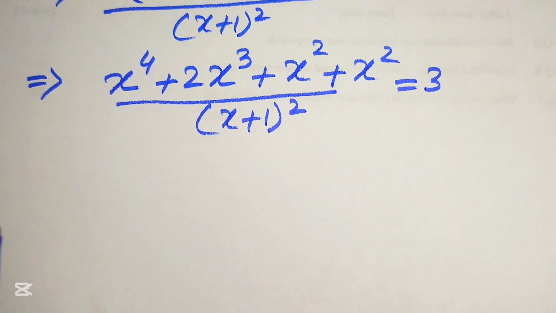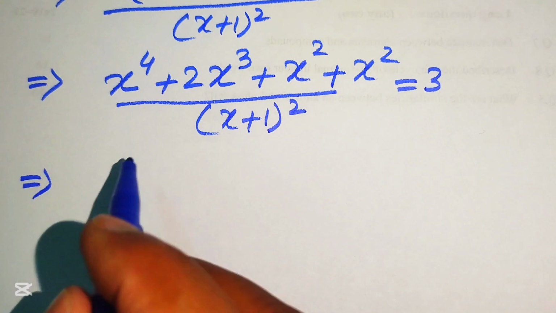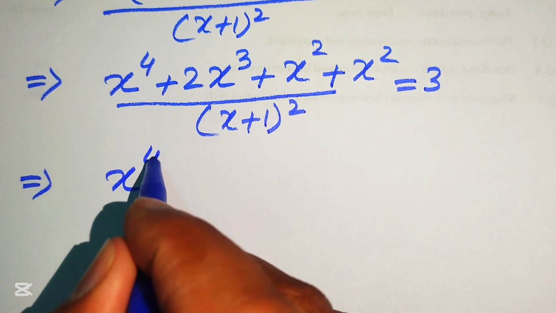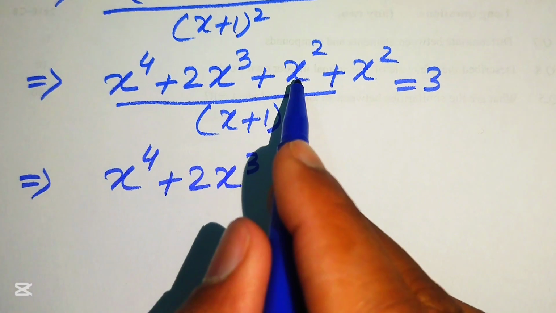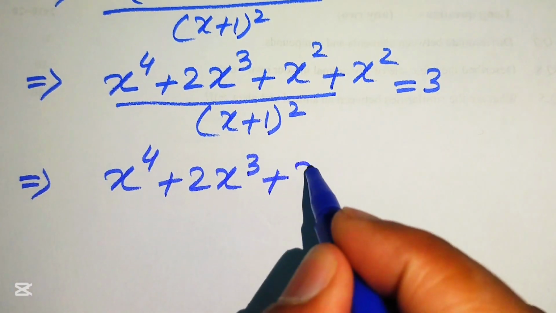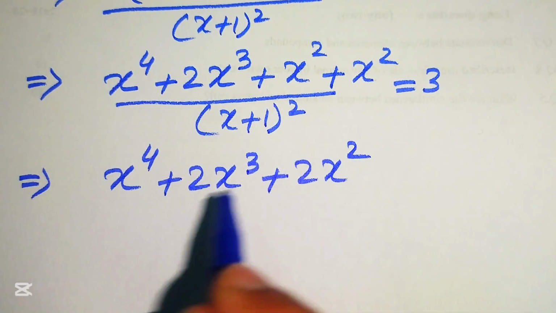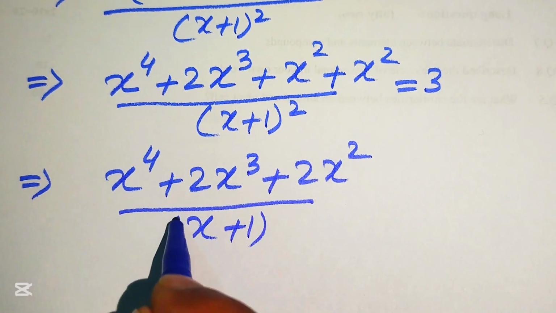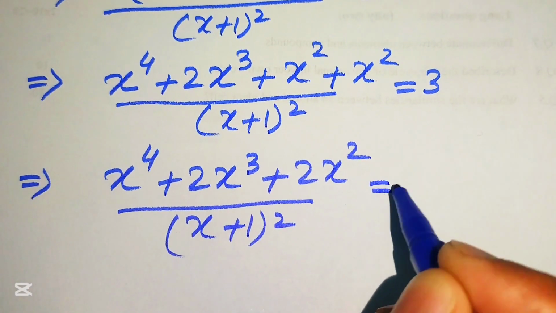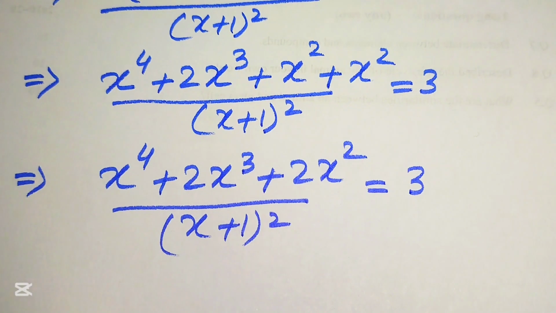And now in the next step, we need to add or subtract the like terms. So the like terms are x to the power of 4 plus 2 times x cubed. Here you have x square plus x square equals 2 times x square, and it is divided by (x plus 1) whole square, and this is equal to 3.